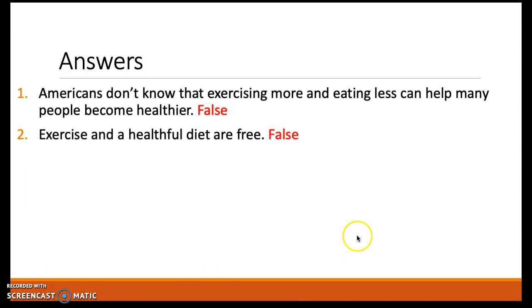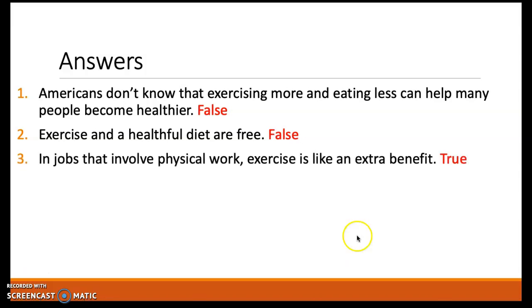Number 2, exercise and a healthful diet are free. This is also false. While exercise might be a little bit more free, eating healthy in the United States actually is a little bit more expensive than eating less healthy. Number 3, in jobs that involve physical work, exercise is like an extra benefit. That is true. So if you work a manual job, an extra benefit from getting that job is that you're getting some exercise. Number 4, the price of food has been increasing. This is also true. Over time, food, especially healthy food, has become more expensive.